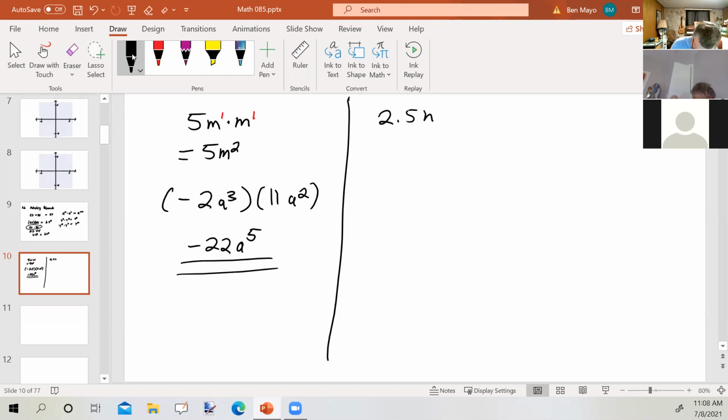2.5h to the 4th power times 2h to the 4th power. 2 times 2.5 is 5. H to the 4th times h to the 4th is h to the 8th. Well, I'm just going to keep doing examples. If you have questions, shout out, stop me, okay? Otherwise, I'll just keep going here.